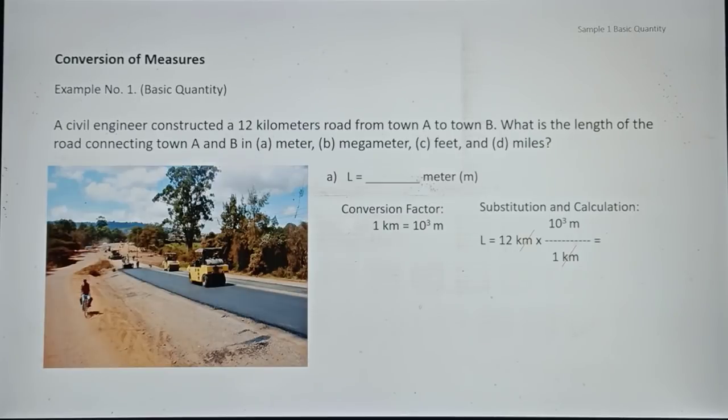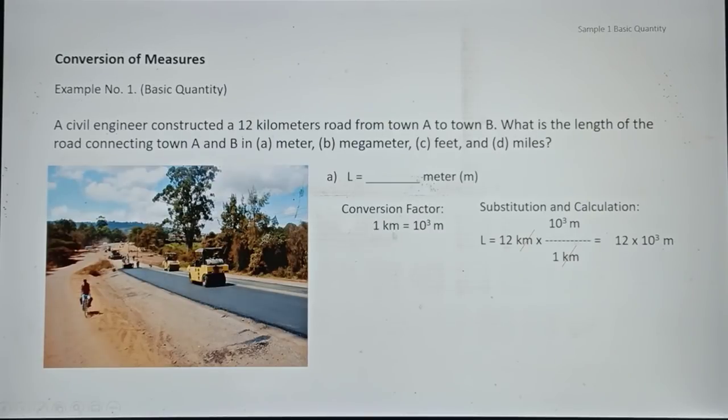This ratio is equal to 1, thus the value remains the same. The unit kilometer, when divided by another kilometer, cancels the other. So the ratio is equal to 1, thus the value remains the same. When the calculation is done, the result is 12 times 10 raised to the third power meters.